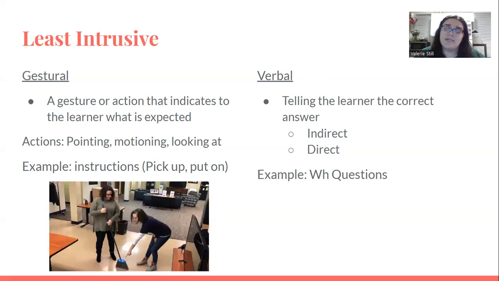An example would be that sometimes we give our learners WH questions, like who did you see today? What are you doing? Verbal prompts can be beneficial for those because there's not a lot of movement and the learner's already trying to engage in a verbal response.